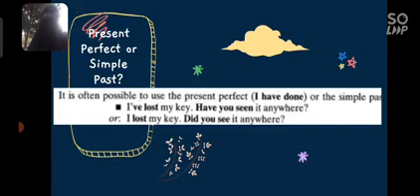We use the past tense to ask when or what time something happened, and don't use the present perfect for actions that are not connected with the present. For example, historical events, like the Chinese invented printing.